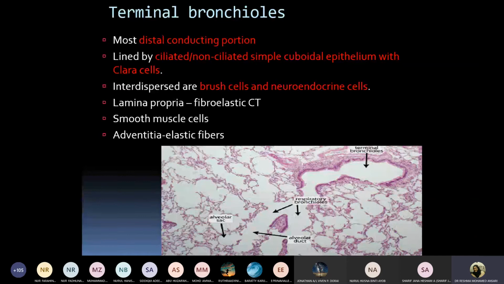That's all. So this is lined by ciliated or sometimes non-ciliated simple cuboidal cells with Clara cells. You have some brush cells and neuroendocrine cells here. Lamina propria, you will only have smooth muscle, connective tissue, and elastic fibers. So this is your terminal bronchiole. Once you finish with your terminal bronchiole, you move into your respiratory bronchiole, or you move into your alveolar duct and alveolar sac.